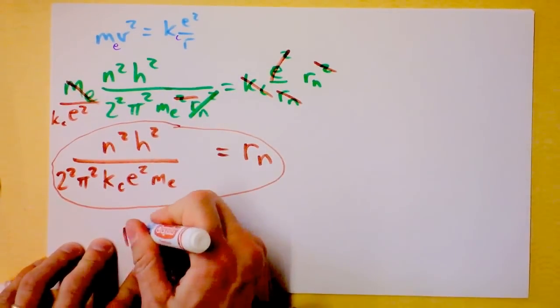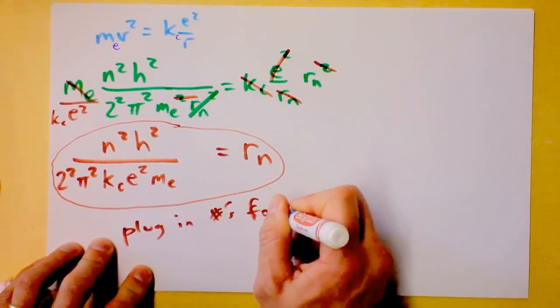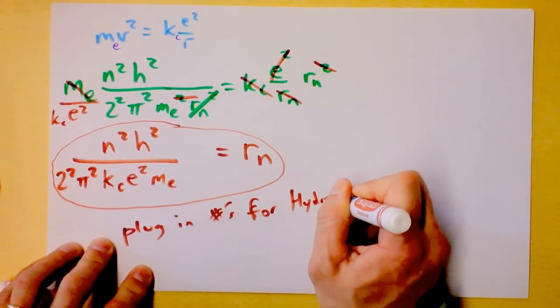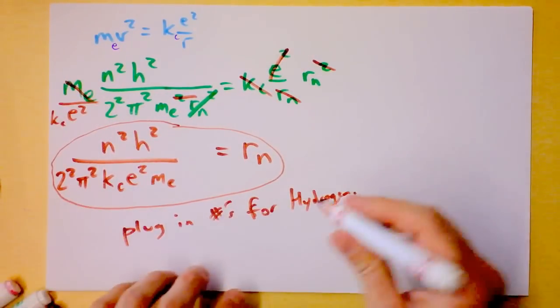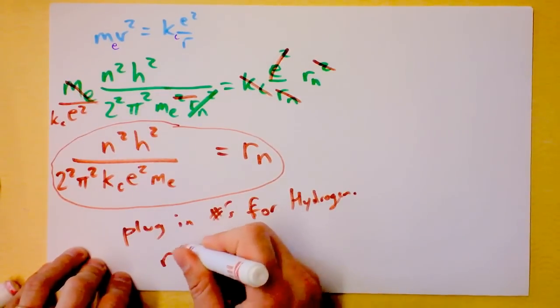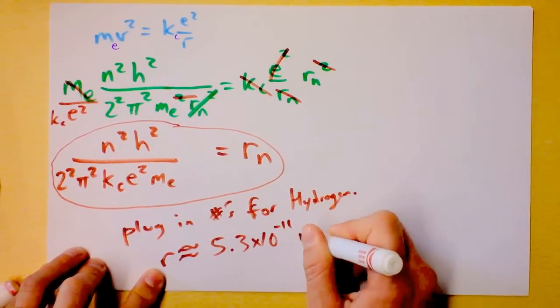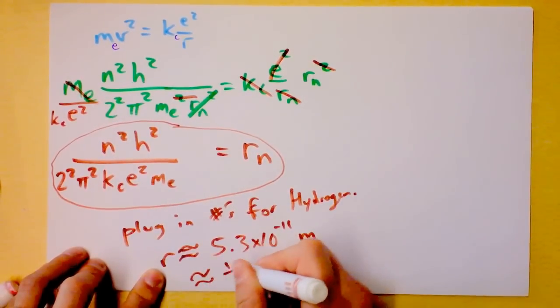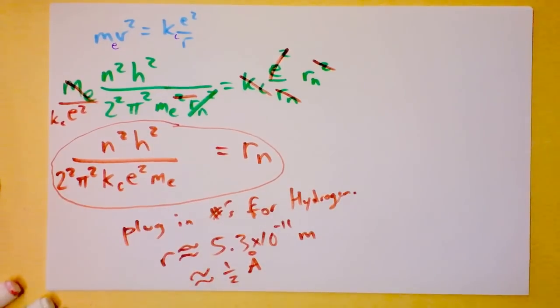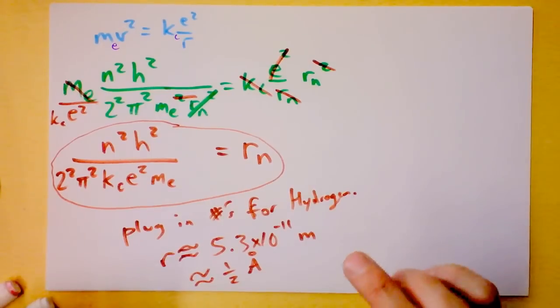You can plug in numbers for hydrogen. I really want you to try this. You will find that the radius is, well, let's give an approximate: approximately 5.3 times 10 to the negative 11th meters, which is about 1/2 of an angstrom, which is the size of hydrogen. This is real. This actually gives us a perfect result for hydrogen because it's a super, super simple system.